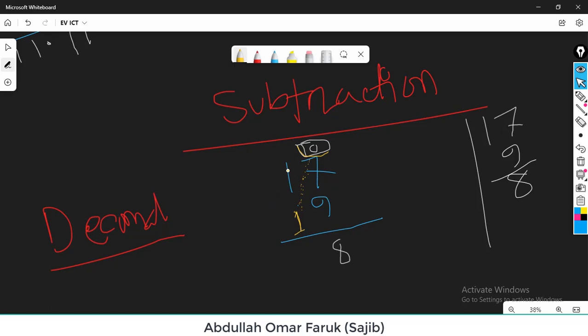So this 1 and the upper position, this is 1. If I subtract 1 from 1, what's the result?